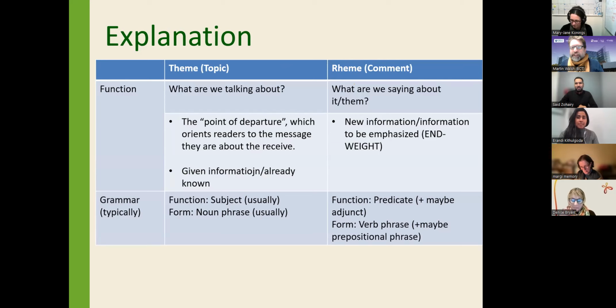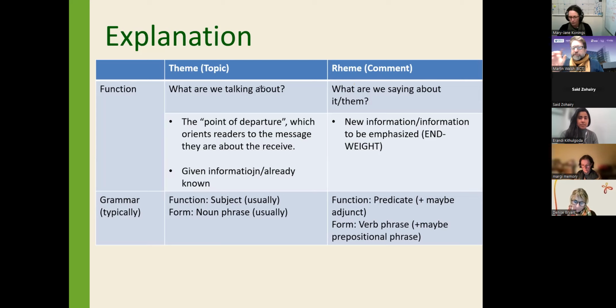And I thought it was a fantastic concept, just in terms of providing a solution to some of the types of problems in the texts that students produced. So I think it's a really interesting and useful concept to know about, and then to think about how you might, at some stage, use it with students. So the theme part is basically the part of the clause which indicates what you're talking about.